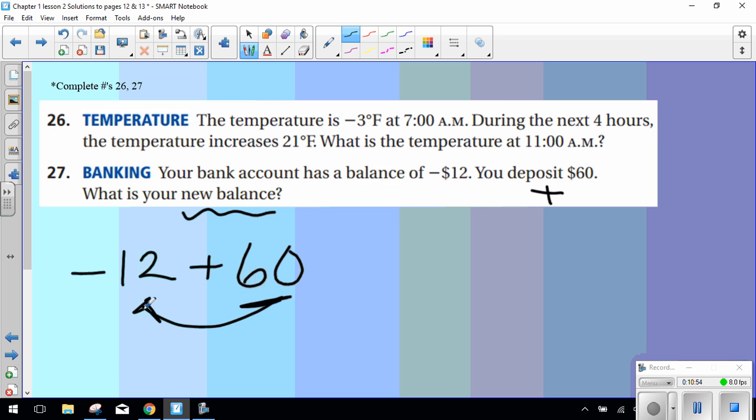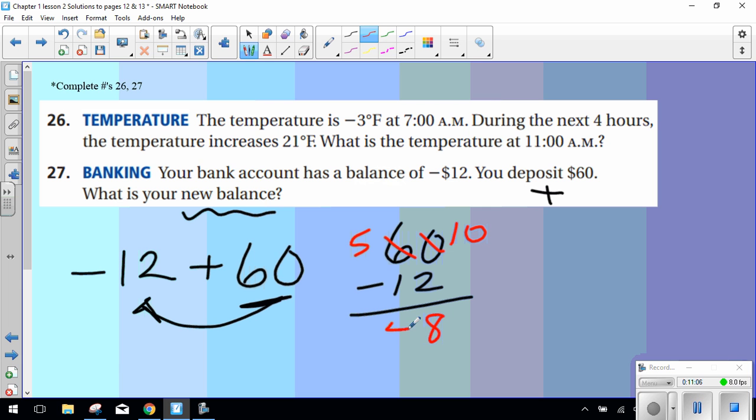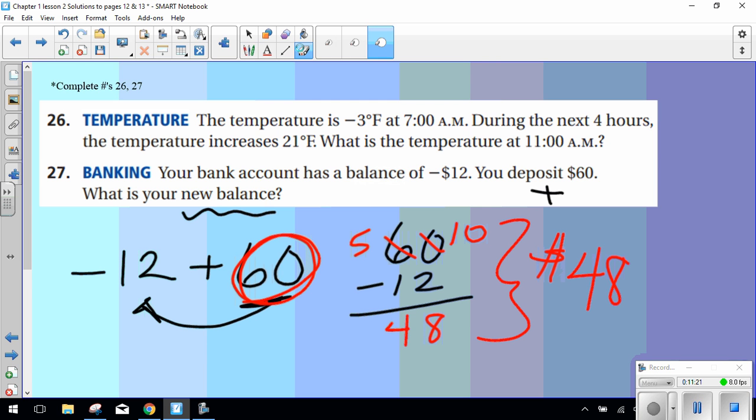So since the signs are different, we subtract bigger minus smaller. Okay, let's borrow. 10 minus 2 is 8. 5 minus 1 is 4. So since 60 gives us a bigger absolute value than negative 12, my final solution is $48. Okay, again, anything that gives you trouble, make sure you're making note.